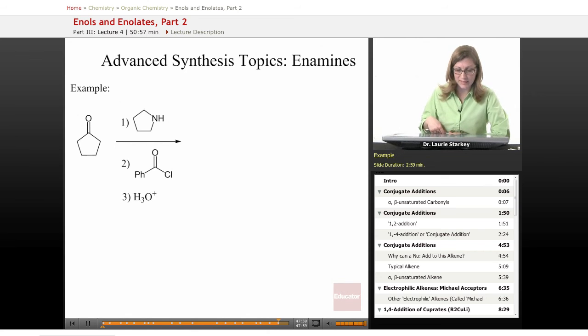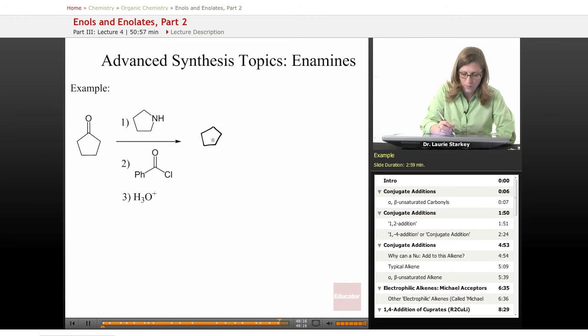So let's see if we can do one more example here. We can take cyclopentanone and react it with this amine, the secondary amine. So after step 1, we're going to convert it to an enamine. So the nitrogen takes the place of the oxygen and we get a double bond. In this case, it doesn't matter which side it goes to.